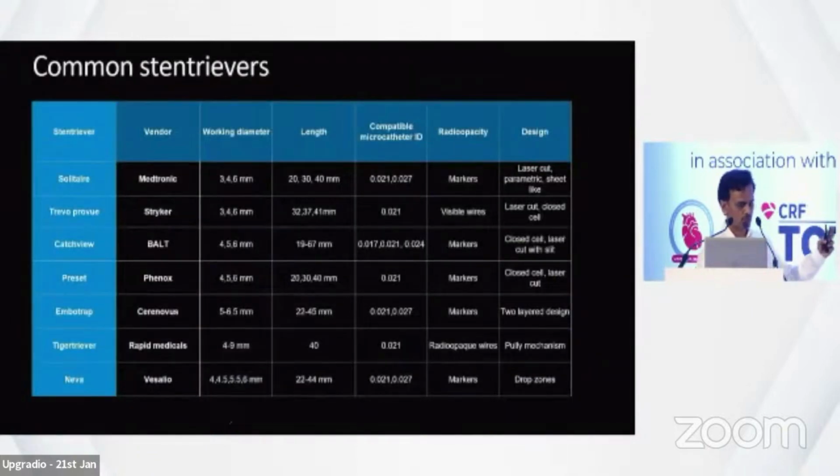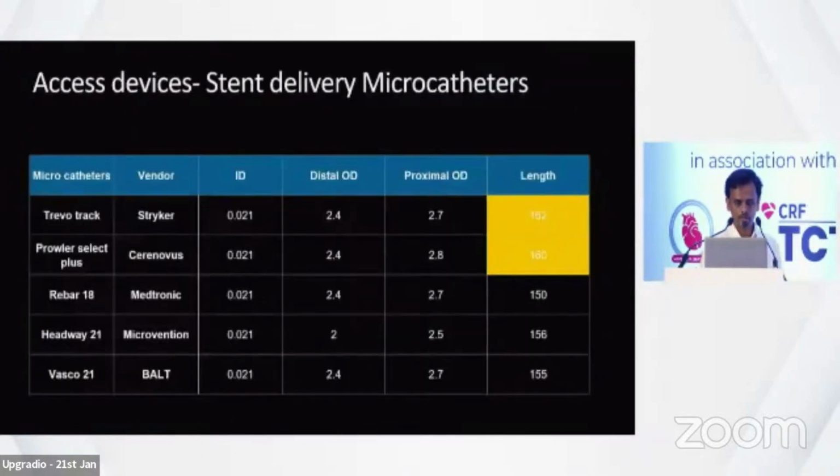So these are the specifications. They all come in the range of 4 to 6 mm. There are some baby stent retrievers also available, in the sizes of 2 to 3 mm. And these are the microcatheters. They're all 0.01 diameter, and the length is up to 160 centimeters.